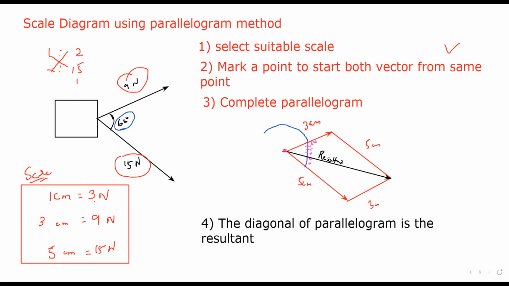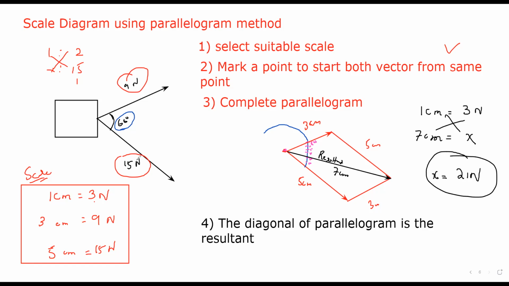And how will we get this resultant? We'll measure the length of the resultant using a ruler or the scale. Example, this resultant was, say, 7 centimeter. And we have the scale that according to the original scale, 1 centimeter is equal to 3 Newton. So if there is a 7 centimeter resultant, how many newtons will there be? X. Cross multiply, 7 multiplied by 3. The resultant is 21 Newton. So the resultant force of 15 and 9 Newton is 21 Newton when they make an angle of 60 degrees. Is it clear, this method of scale diagram using the parallelogram method?